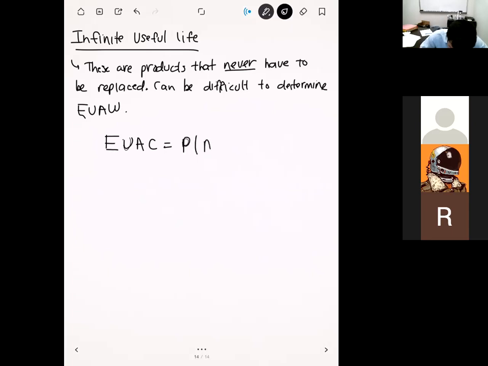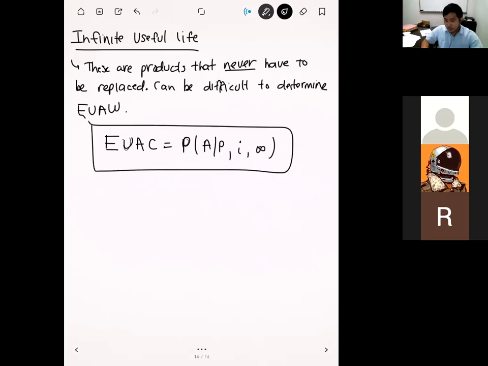We have P, we have A over P, i, and then infinity. Okay. Right. And so if you look at your compound interest tables, there's no number for infinity. The compound interest tables actually go up to 100, but don't even go beyond that. And even if you tried to use the equations, if you put infinity in for n, you're not going to get a defined number. It's going to be undefined.